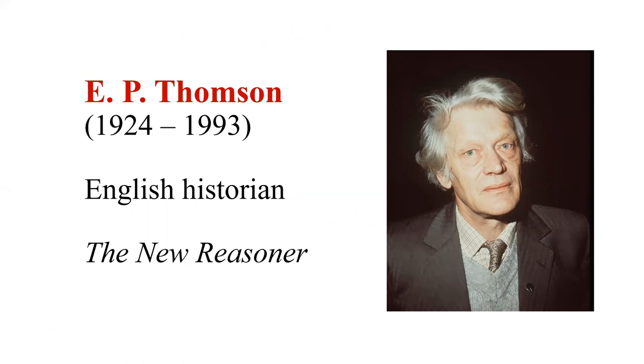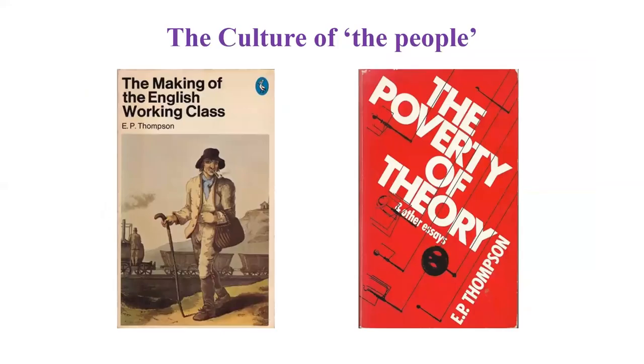E.P. Thomson, in terms of his approach, is more aligned with Richard Hoggart. Look at his titles: The Making of the English Working Class, or The Poverty of Theory, and other essays. So E.P. Thomson, as a historian, has an approach that is historical as well as anthropological, talking about working class culture, or what he calls the culture of the people. So that's what he's bothered about. This approach has more to do with Marxism.